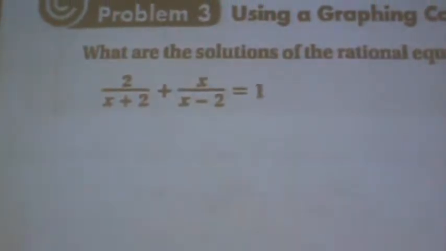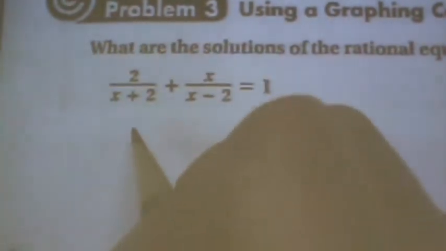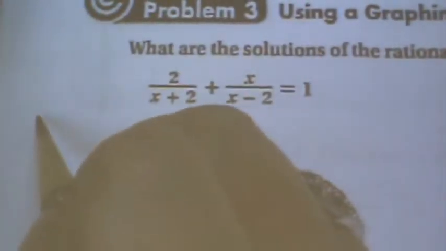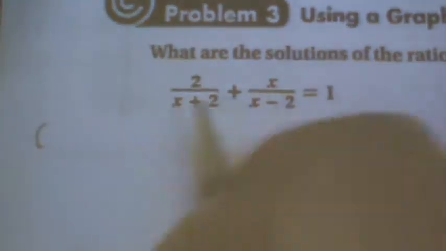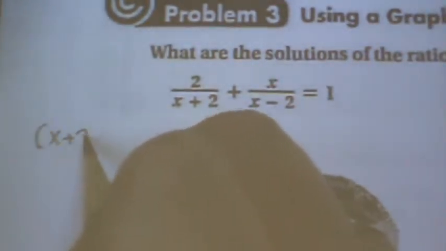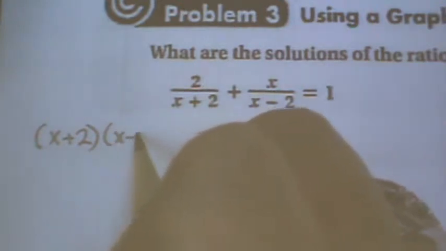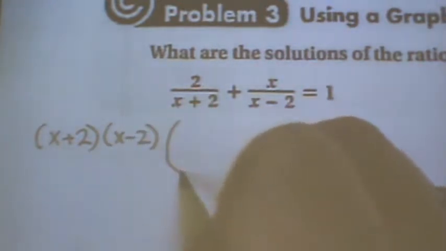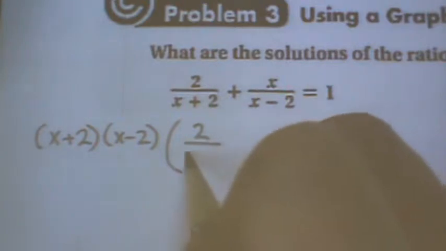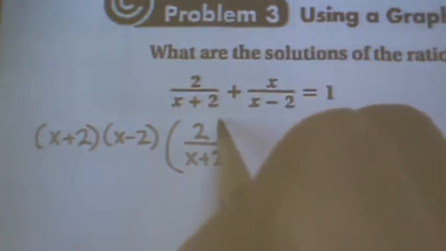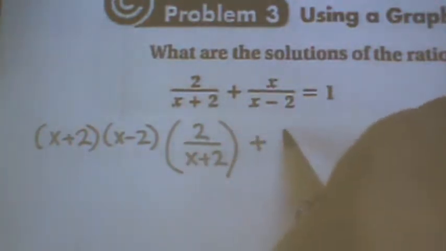Problem 3, it's on the second page in the middle. You get a common denominator. What is your common denominator, Brett? X plus 2, x minus 2. So you're going to multiply this and this by x plus 2, x minus 2. So this is just a little warm-up.